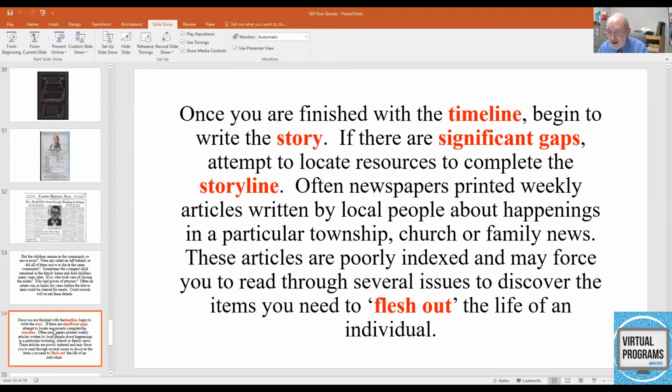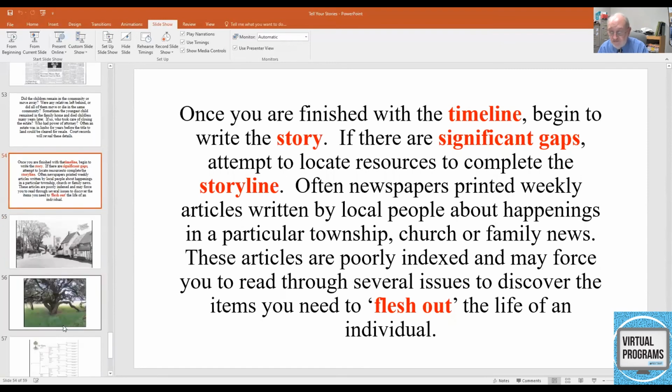Once you are finished with the timeline, begin to write the story. If there are significant gaps, attempt to locate resources to complete the storyline. Often newspapers, printed weekly, carried articles written by local people about happenings in a particular township, a church, or family news. These articles are poorly indexed and may force you to read through several issues to discover the items you need to flesh out the life of an individual.